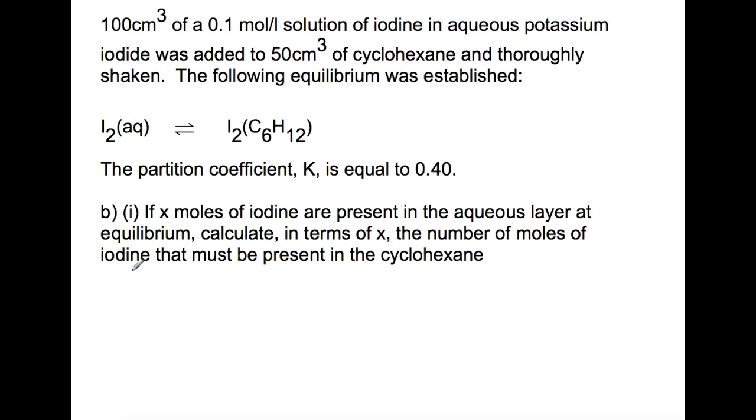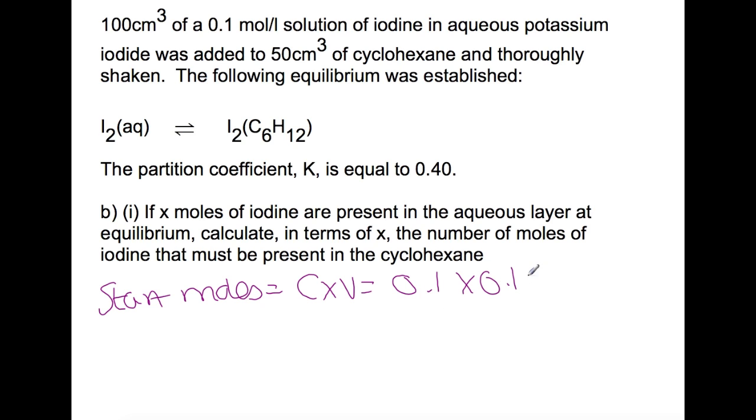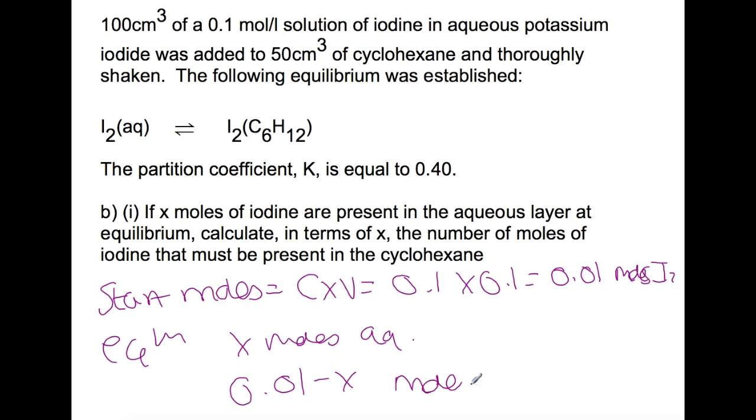The next part of the question asks us to look at how many moles of iodine we have within each layer. So at the start, we have a certain number of moles of iodine that we can calculate. So we know the concentration and we know the volume of our iodine solution. So if we take those values, we know that at the start we had 0.01 moles of iodine within the aqueous layer. We now know that at equilibrium, we have X moles of iodine in the aqueous layer. If we started with 0.01 moles, then we know that by doing 0.01 minus X, we'll have that many moles within our cyclohexane layer.